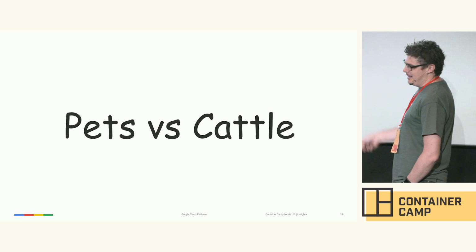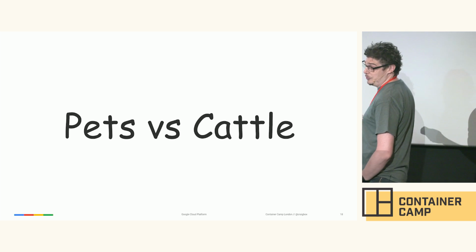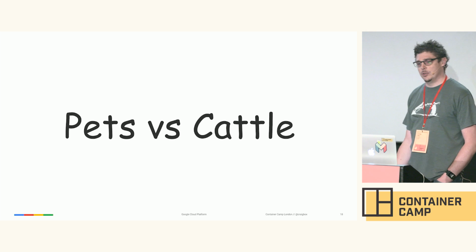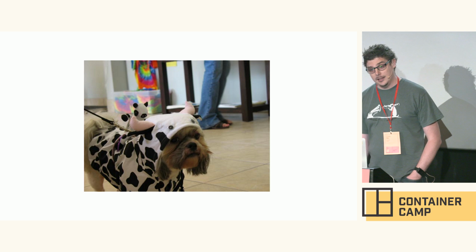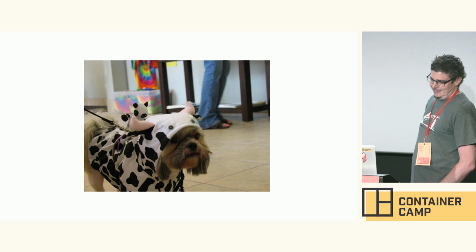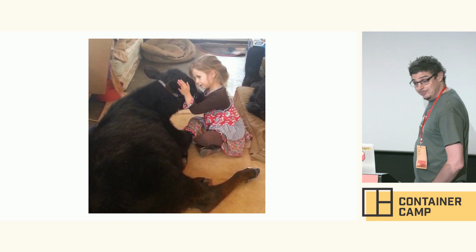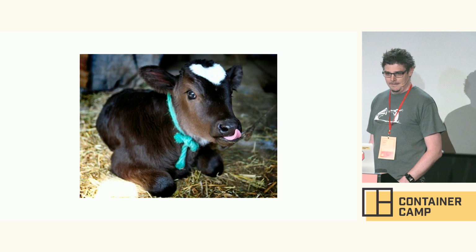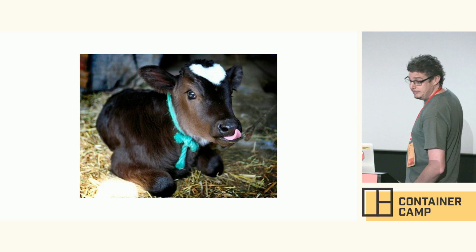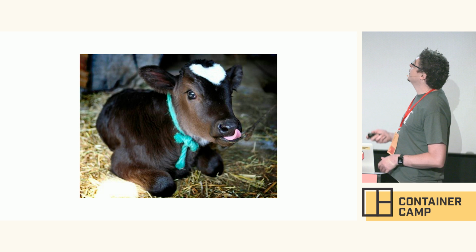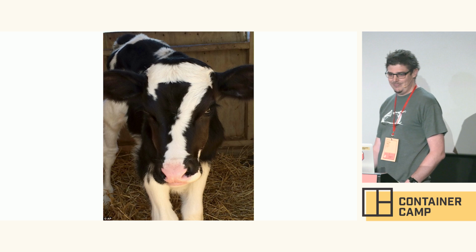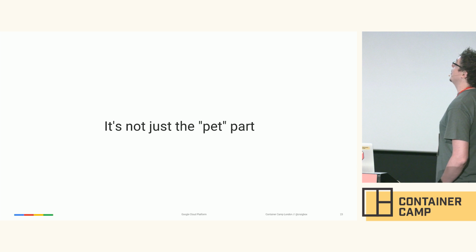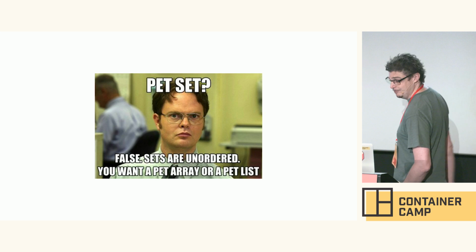Now, aside from the fact it's offensive in a number of different religions, it's a flawed analogy for a number of reasons. First of all, sometimes pets are indistinguishable from cattle. Sometimes cattle are pets. Sometimes cattle are just plain adorable. Cattle are supposed to be fungible, but sometimes they come pre-numbered. And it's not just the pet part that people take offense to.